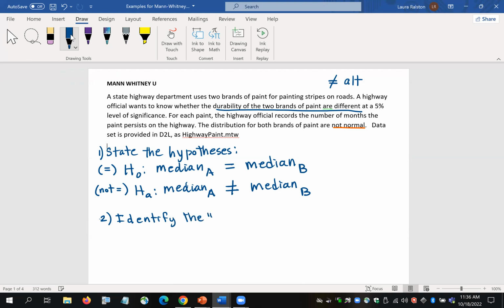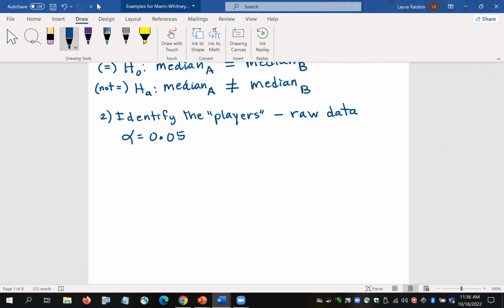And basically, we're going to have to pull in the raw data. In this case, you have the raw data, which is the Minitab worksheet, and we're going to pull it into Minitab in just a minute. We also know that our alpha is 5% or 0.05. Then step 3 is we calculate the test statistic. And this is going to look weird when I write it, but the test statistic is a W.